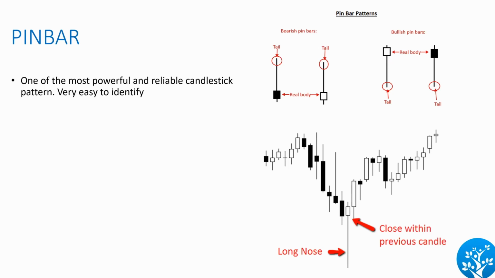Coming to the last candlestick pattern, which is the pin bar. Pin bar is one of the most powerful and reliable candlestick patterns. It's very easy to identify also. The color of the body of the pin bar does not matter. Just by looking at the color of the candle, we will not say it is bullish or bearish. It can be green, it can be red, it can be anything. What matters is the wick.